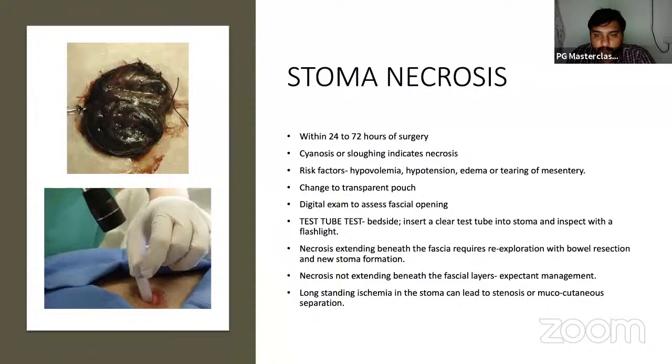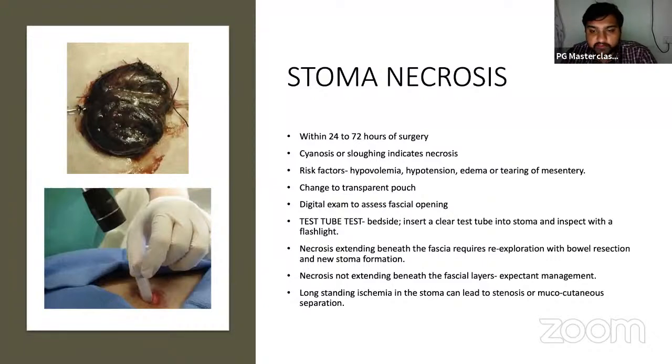If there is blackening of the mucosa, and we are able to visualize the blackening of the mucosa above the skin level, So, how will you differentiate ischemia and necrosis? Ma'am, in ischemia, there is only... So, necrosis requires surgery. Ischemia, we can wait. Yes, ma'am. In ischemia, we can wait and correct the hypovolemia or hypotension which is causing it.